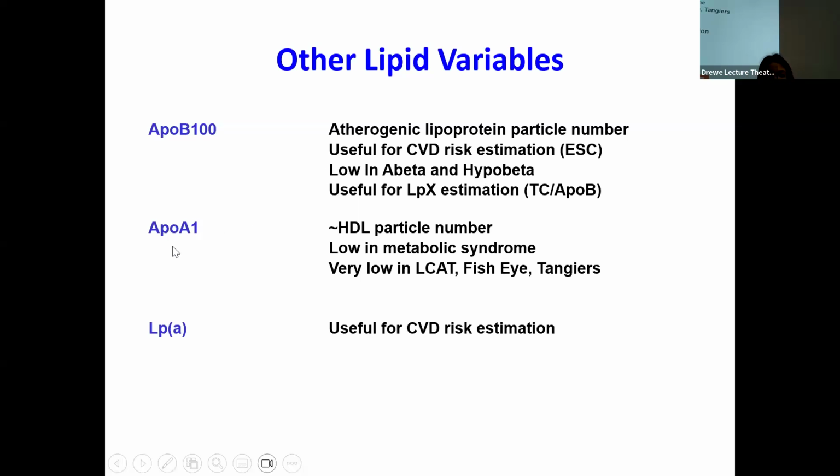Okay, and then there's ApoA1. This tells us about HDL particle number, but it's not that same 1-to-1 ratio that we have for ApoB.